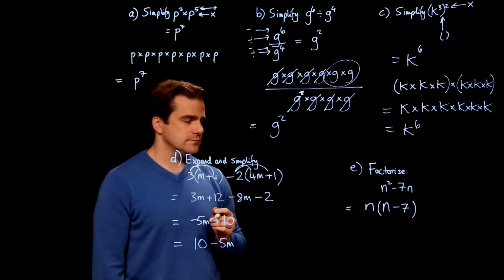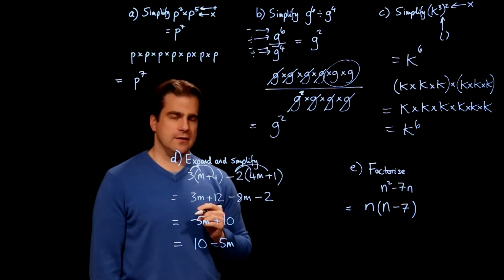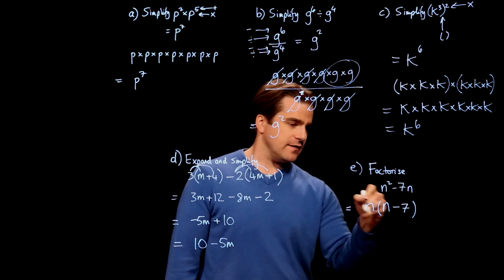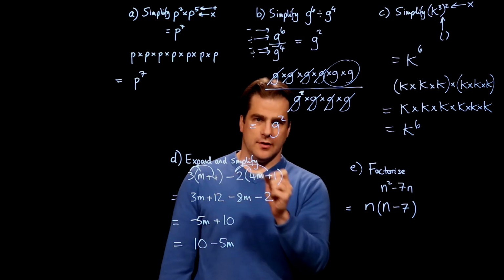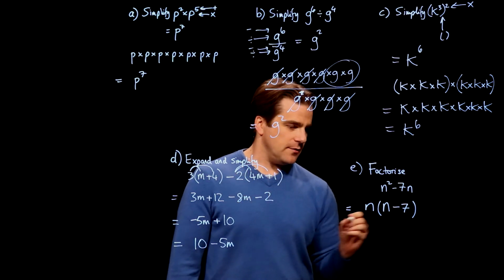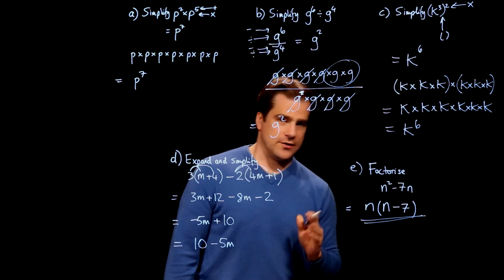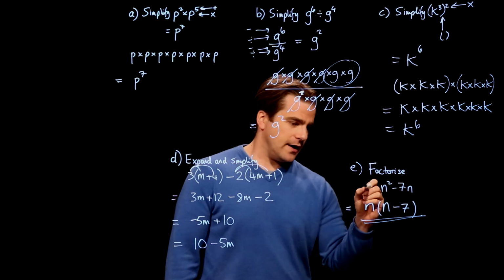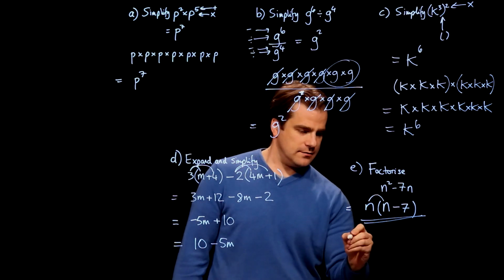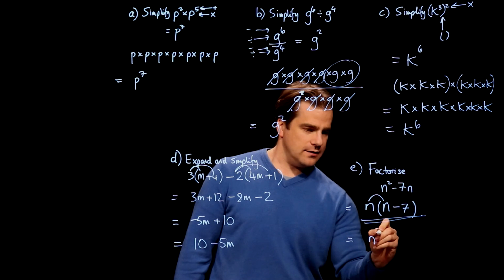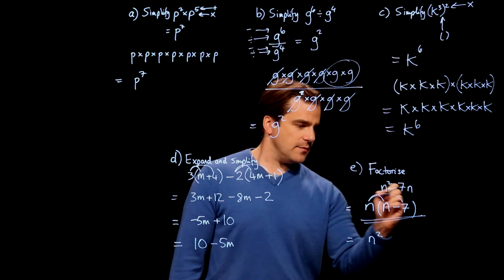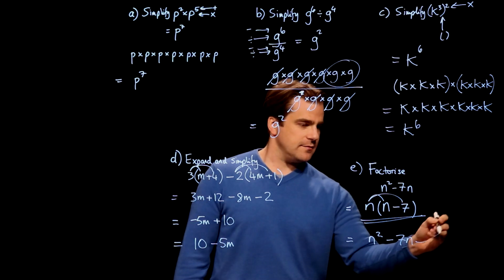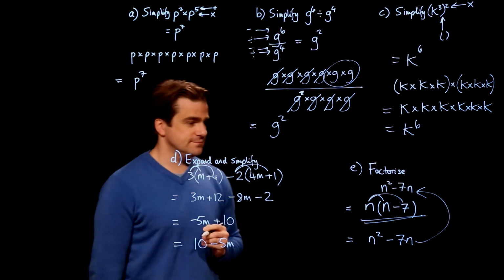And that's it. Don't believe me? Okay. We can go backwards. If you want to check, just multiply this out using standard multiplication of brackets. So, I mean, that's the answer. That's what you'd write in the exam, but if you do want to check, then multiply out. So, n times n is n squared, and n times minus 7 is minus 7n. And that should be the same as that. And it is! Brilliant!